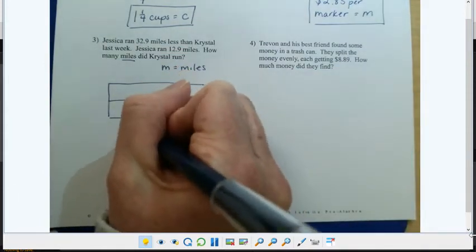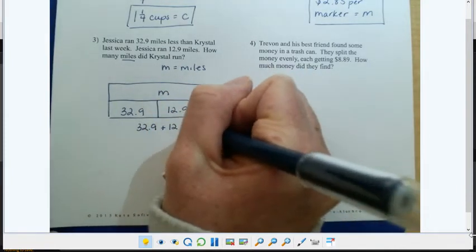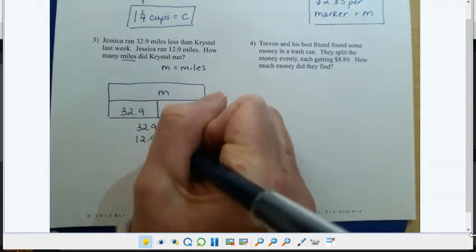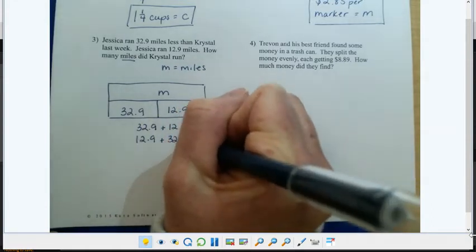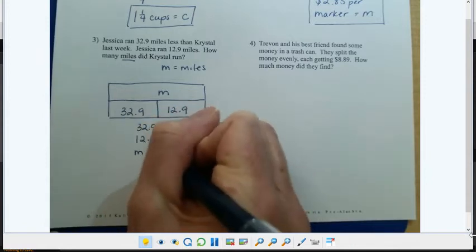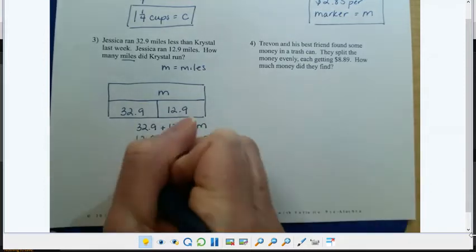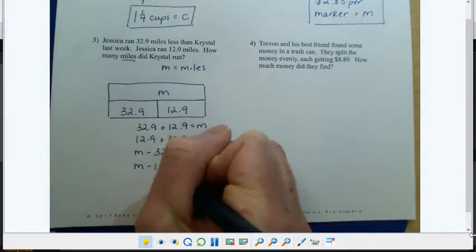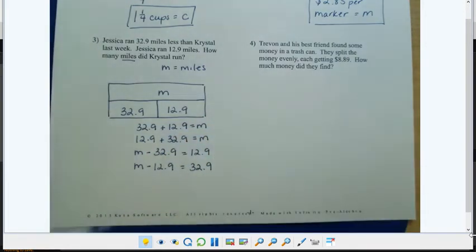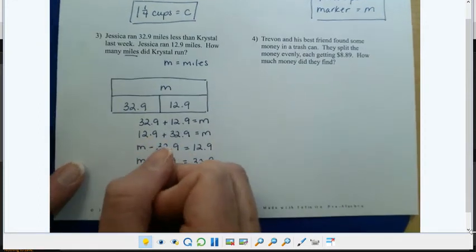So my equations then, 32 and 9/10 plus 12 and 9/10 equals M. 12 and 9/10 plus 32 and 9/10. M minus 32 and 9/10 equals 12 and 9/10. And M minus 12 and 9/10 equals 32 and 9/10. And either one of these are fine because they have the variable already isolated to solve.